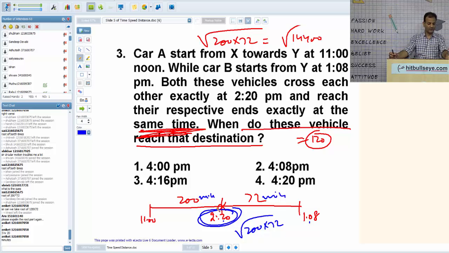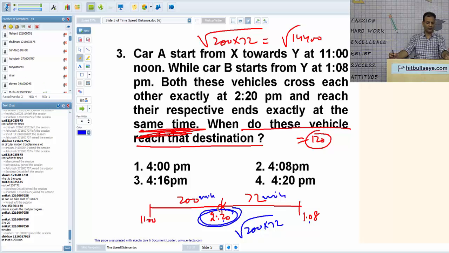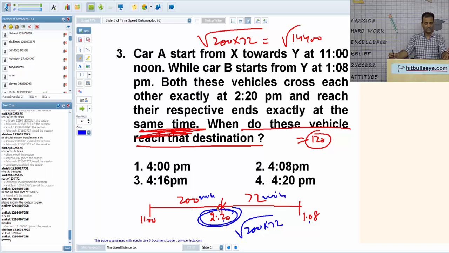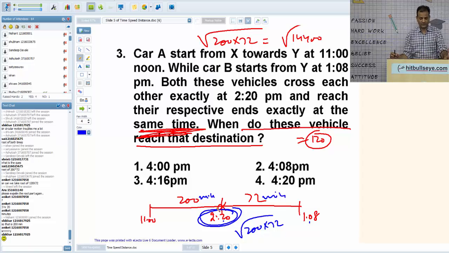Aniket, 3 hours 20 minutes means not 128. It is 200 minutes. 3 hours 20 minutes, in 1 hour there are 60 minutes. So 60 minutes into 3, 180. Clear? Now move to next question, friends.